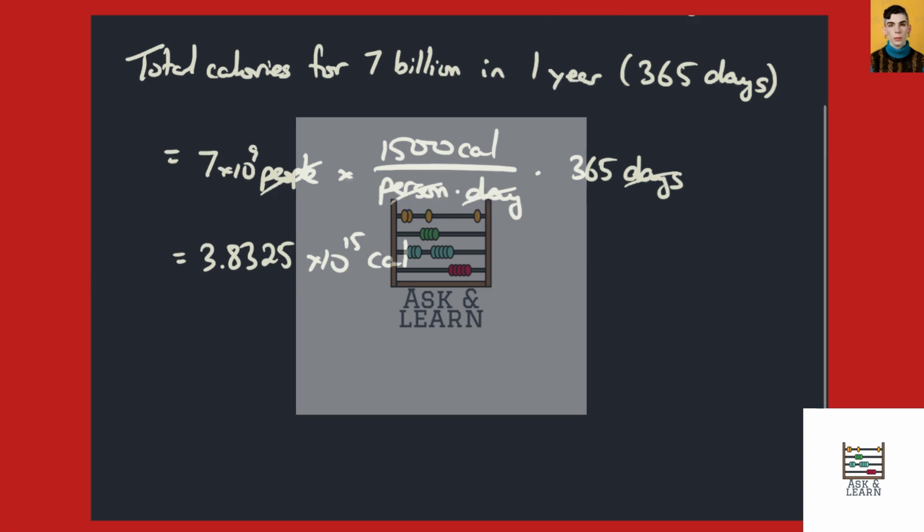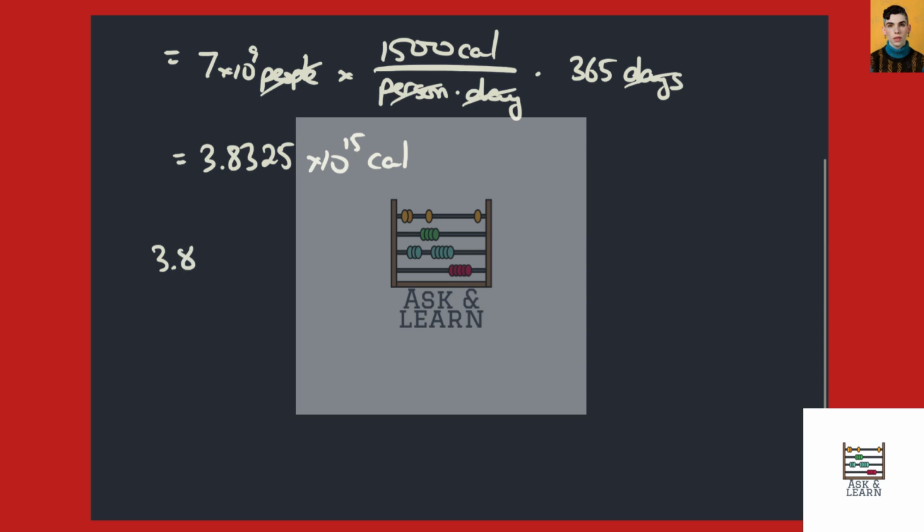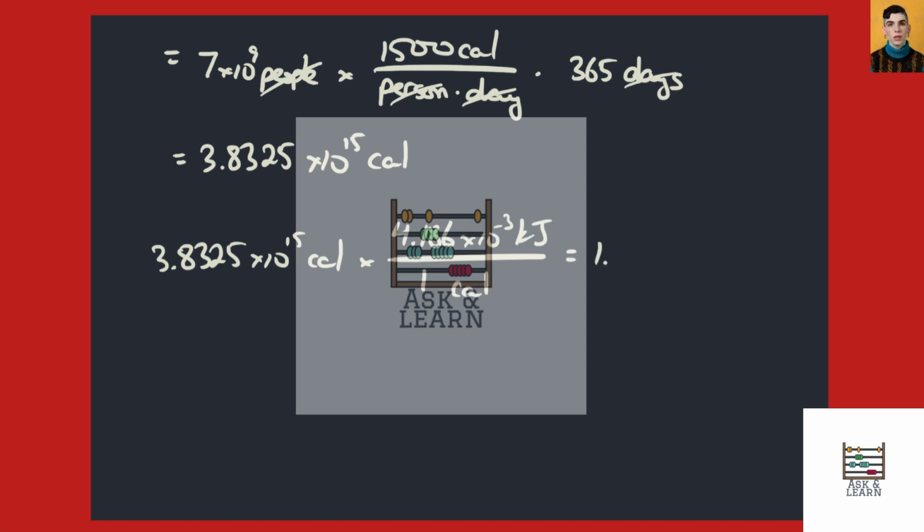We'll convert calories into joules. 3.8325 times 10 to the 15th calories. Our conversion here is 1 calorie is equivalent to 4.186 times 10 to the negative 3 kilojoules. So this is equal to 1.6043 times 10 to the 13th kilojoules.